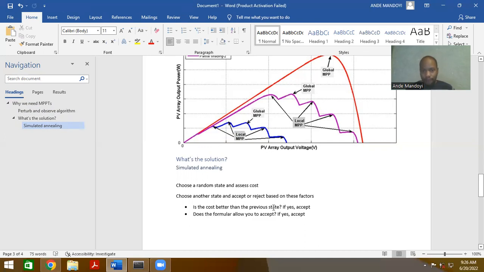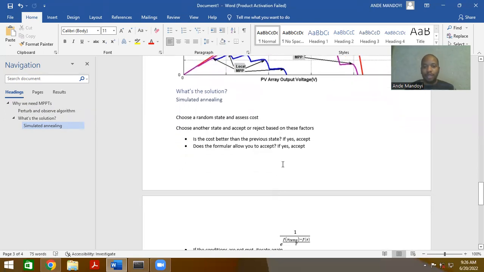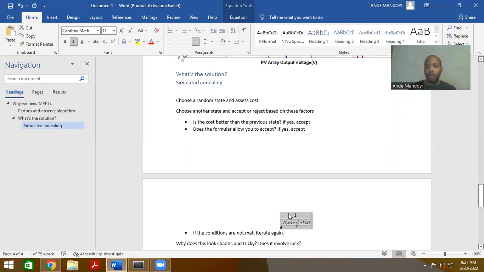However, if it is worse than the previous state, then we choose a random number. And if this random number is greater than the result from this formula, then we accept that bad decision. Remember, we need a way to accept bad decisions, but we can't keep accepting bad decisions forever. And I'll show you how to do that.